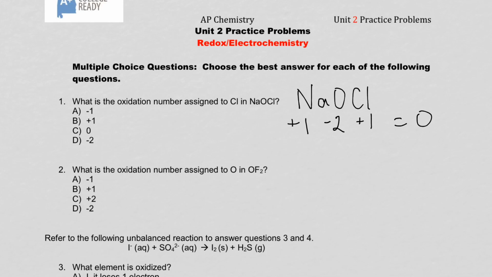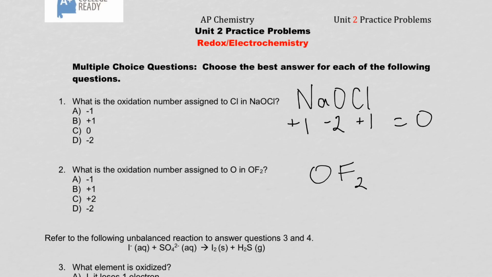Students sometimes feel uncomfortable choosing a +1, which they're not familiar with for chlorine. But again, this is an assigned oxidation number. It is not chlorine's normal charge, so the correct answer is B. Moving on to number 2, what is the oxidation number assigned to oxygen in OF2?